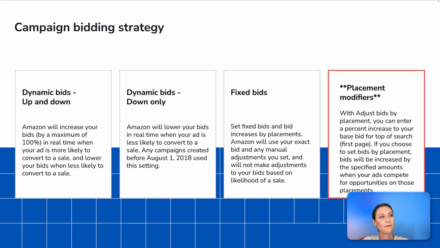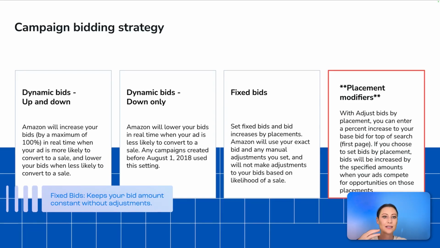Now, taking things a step further, we also have campaign bidding strategy. So we've talked about the basics of bid management. Here's some other things that you're going to see within Ad Console. You're going to see fixed bids, dynamic bids, up and down, and then placement modifiers. So at the end of the day, it's really your personal preference. But let's say, again, I set a $3 bid. I know what I want my ACoS to be. If you apply any of these other bidding strategies, it kind of adjusts what that bid is.